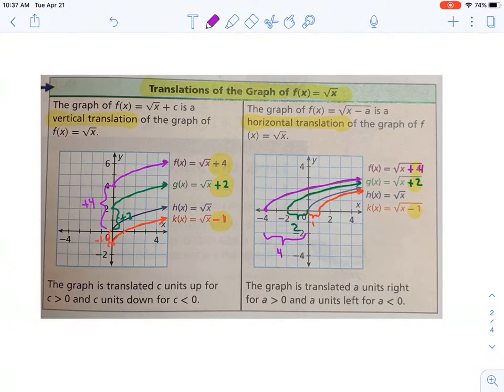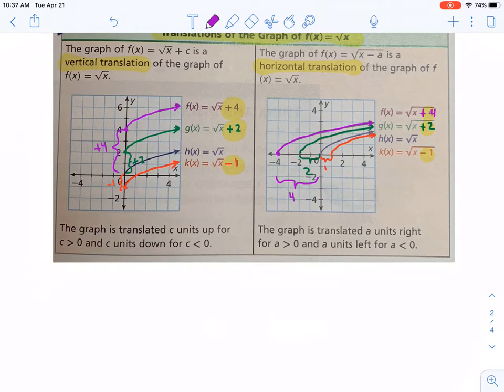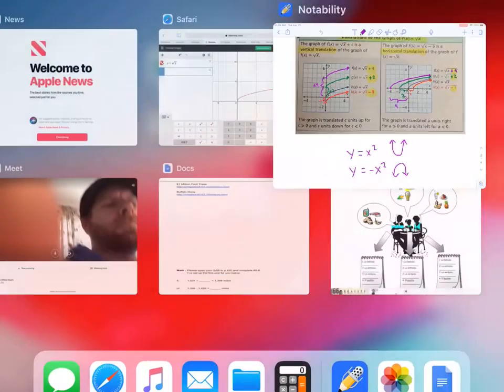The only other transformation that I would want you to consider would be a reflection, similar to that of a quadratic. A quadratic, y equals x squared, would be a parabola facing up. Y equals -x squared would be a parabola opening down. Well, let's see what this looks like for a square root function.